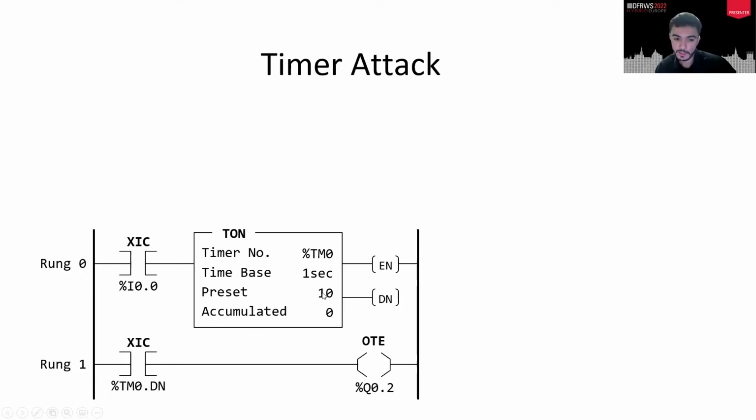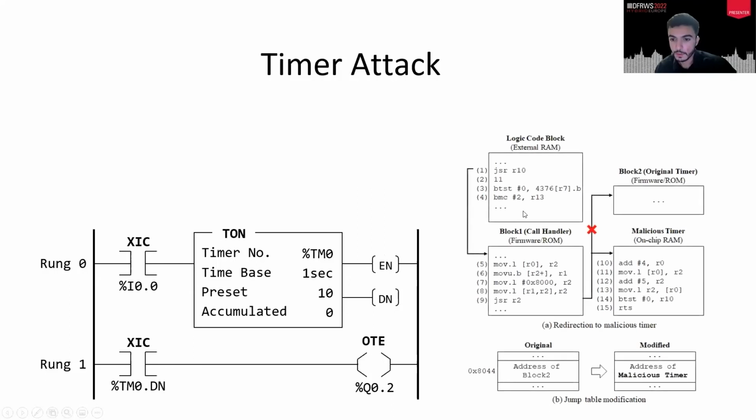After 10 seconds, the DN bit, the done bit, is going to turn on. Simple, right? Every second it counts, and after 10 seconds, the done bit is going to turn on. So this is what it looks like in the backend inside the PLC. It runs, and if it sees a timer, it jumps to the R10 register. And when it jumps to the R10 register, R10 is basically where the function calls are.